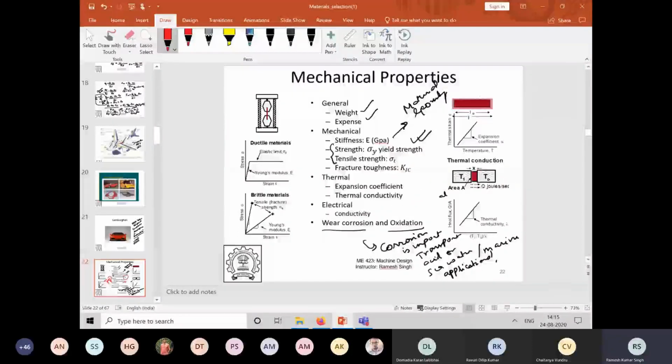And then there is another thing, electrical conductivity. So if I am designing something where it has to be electrically conductive, I need to identify the properties where the material is electrically conductive. So that's something where we want that.